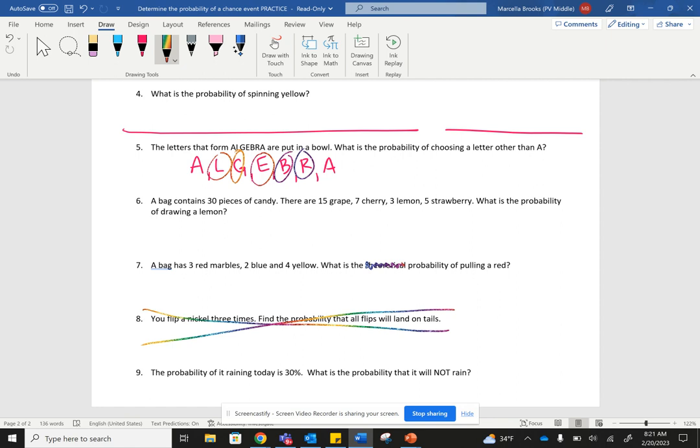And then number 9, the probability of it raining today is 30%. What is the probability that it will not rain? That one's kind of difficult, but just think about how 100% is certain. So if you take away 30%, what do you have left? All right, try and do the rest of these on your own, and good luck.